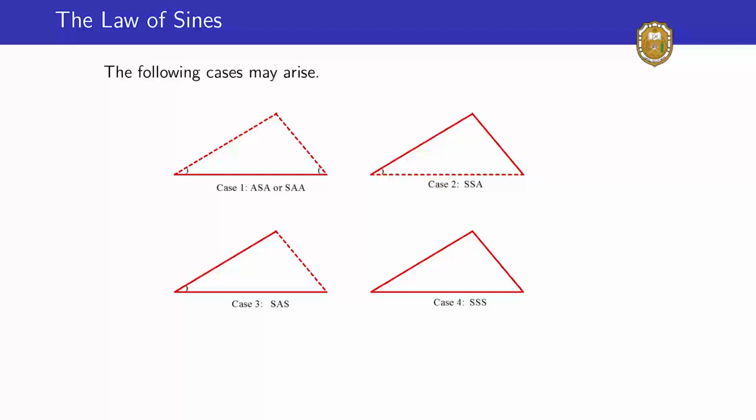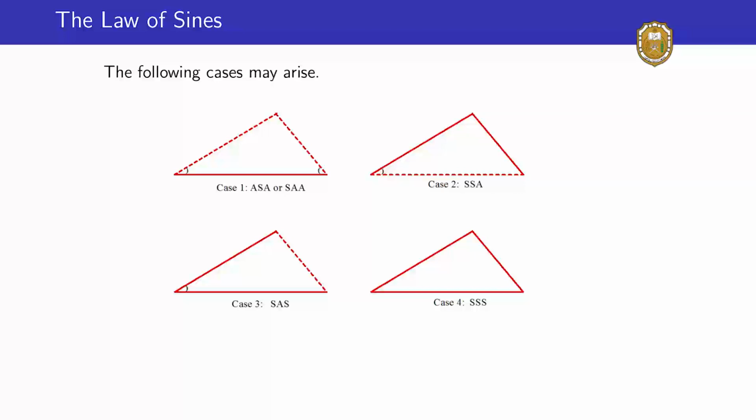But you can also be given, for example, this side here, this angle here, and that angle here. In that case, you are given the side and an angle and an angle. So we refer to that as SAA. The second case, you may be given a side and an angle. For example, you have this side, and that angle. So in case 1, you're given 2 angles and 1 side. Case 2, you are given 2 sides and 1 angle.